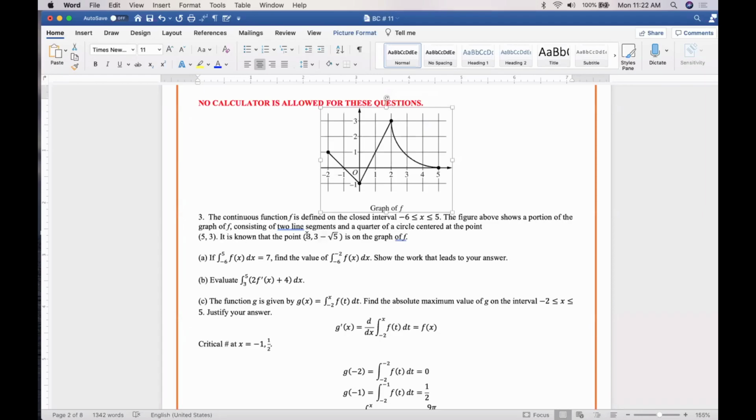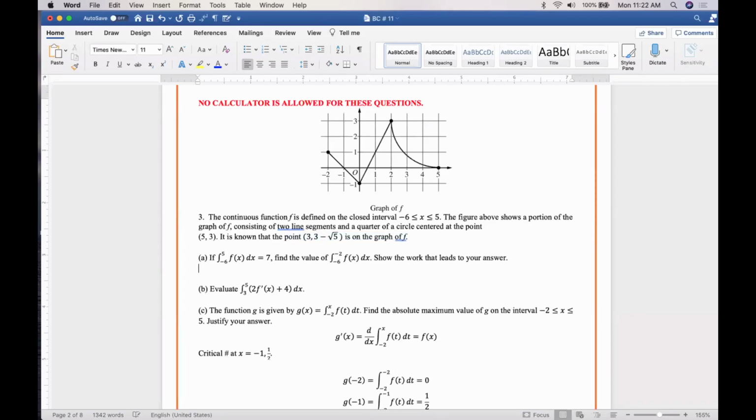It is known that the point (3, 3 minus radical 5) is on the function f. So this is another piece of information about my function f. Part A. If the integral from -6 to 5 equals 7, find the value of the integral from -6 to -2. This is based on the definition of the integral.